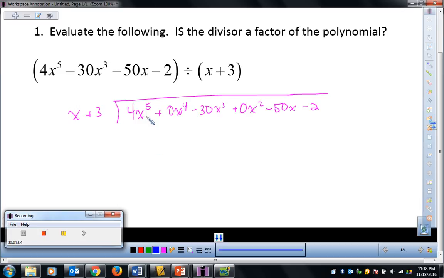What times x gives me 4x to the fifth? That is of course 4x to the fourth. Distribute the 4x to the fourth to the 3, plus 12x to the fourth. Change the sign, make this negative, and so on, and we're off. Negative 12x to the fourth, bring down the negative 30x to the third, and so on. We can go through that whole thing, but we're not going to, because what we're going to learn today is something new called synthetic division. That's not too bad, it takes a while on something long like this, but as a whole it's the same process as regular long division.